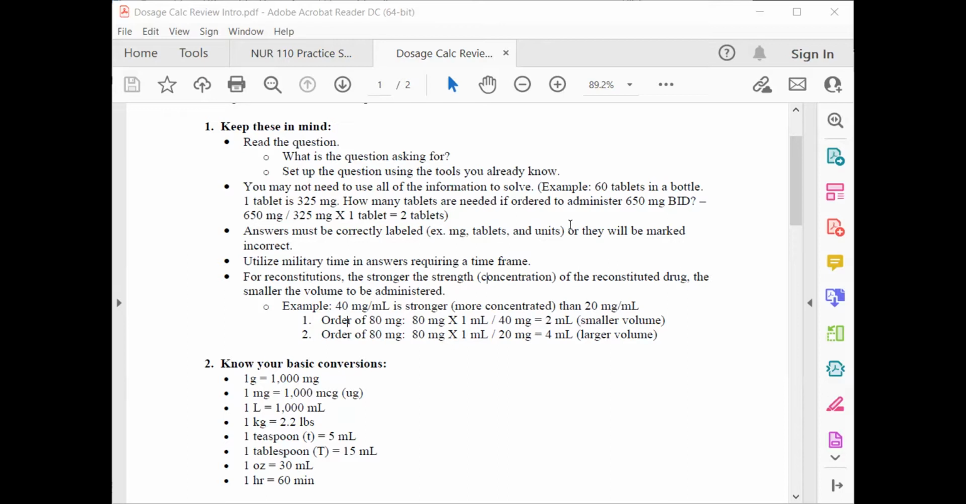A good example, and we'll talk more about this as we go along, is you'll have a label that says there are 60 tablets in the bottle. It'll say that the strength is 325 milligrams. It'll give you an order, and in this example it is 650 milligrams, and then it'll say how much to administer. You would not need to worry about the 60 tablets when you're doing your math. You would just need to know that each one is 325, the order is 650, so you just take the 650 divided by 325 and get 2 tablets. If I'm moving too fast, just know we're going to go over this over and over again.